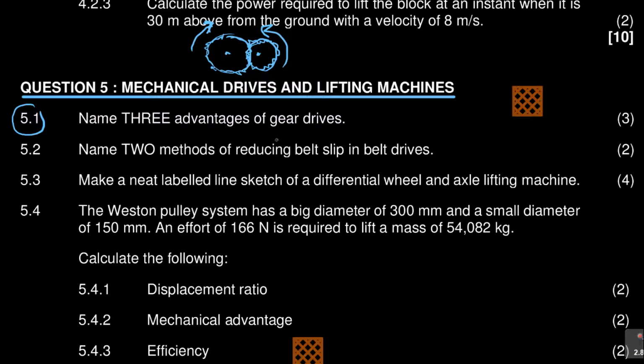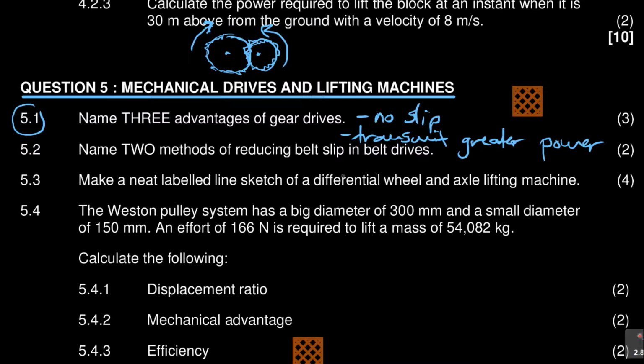So what are the advantages of gear drives? Number 1, the most common thing, because of the meshing of the teeth, is that there is no slip in gear drives. Number 2, they are very strong. Because there is no slip, they can transmit greater power. Okay, guys, how many marks? They wanted 3. They don't have slip. That's the first one. Because of that, they can transmit greater power.